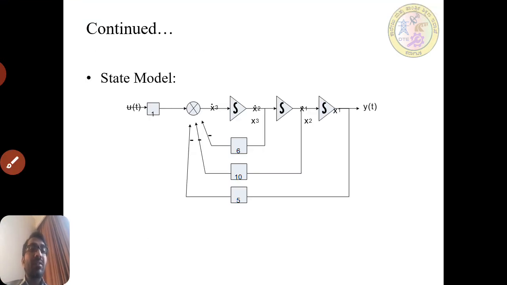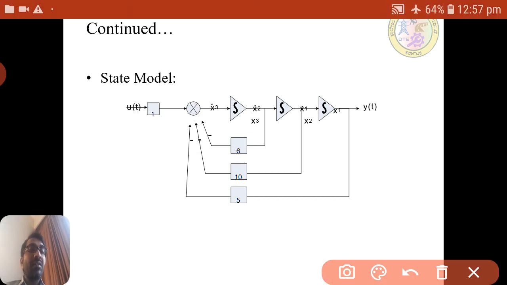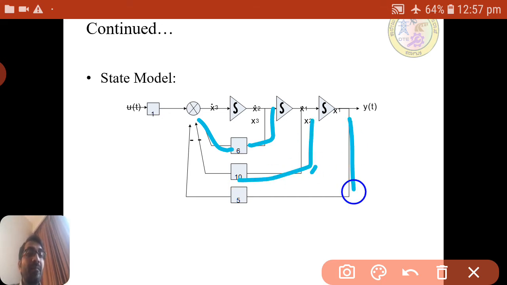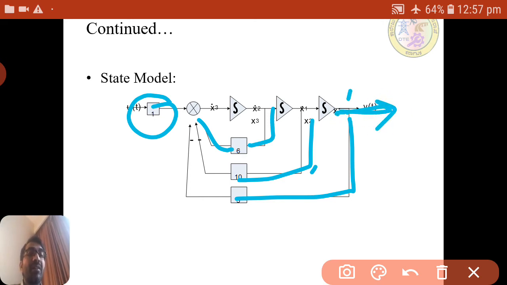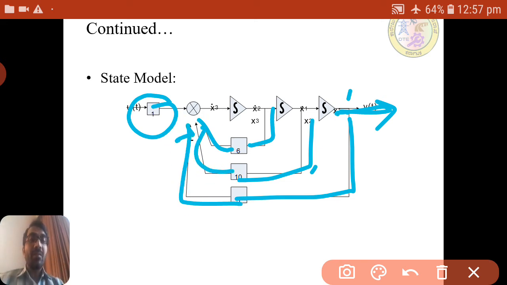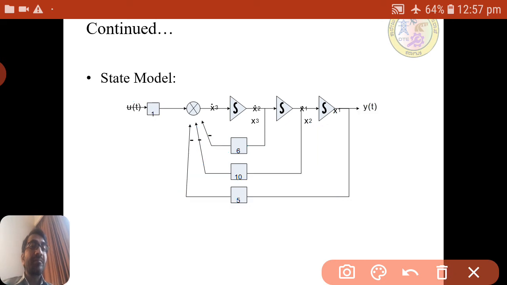The state diagram for this is similar to the earlier one. So the coefficients are minus 6, minus 10 and minus 5, and the input is 1 here. The same, all three coefficients will be fed back to the input. Okay, so this is the state diagram for the particular example. So this is the state diagram, not the state model here.